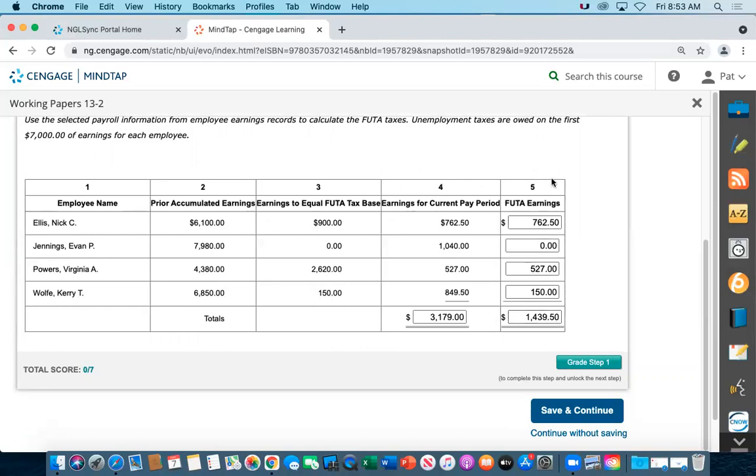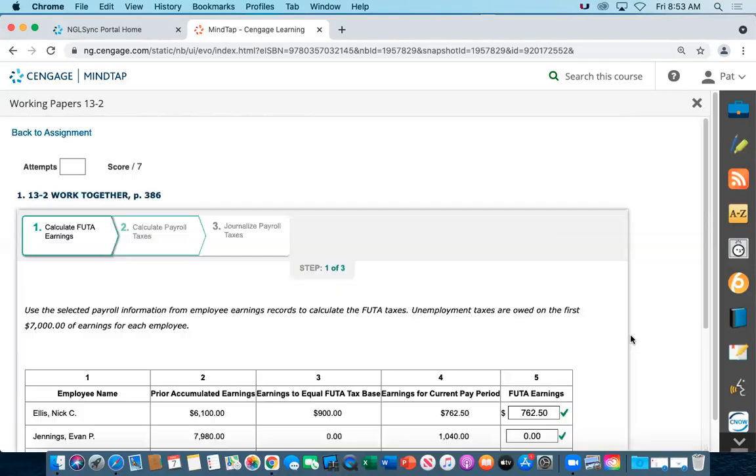Okay. Do you have any questions at all about how we got column 5's numbers? You all right with it? We did it right? Okay.